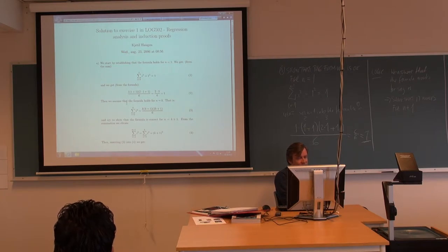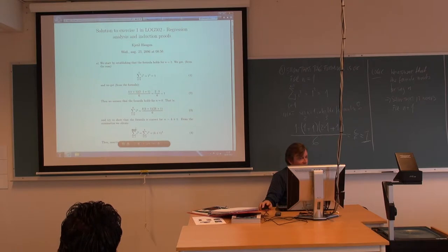As it says here, we assume it holds for n equals k, and then we try to show that the formula is correct for n equals k plus 1. Of course, if n equals k plus 1, I have to change this on top into k plus 1 here. Agree? That's straightforward. And then, of course, I get my formula.